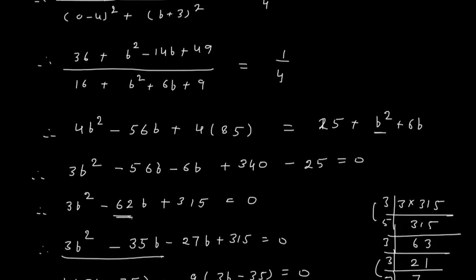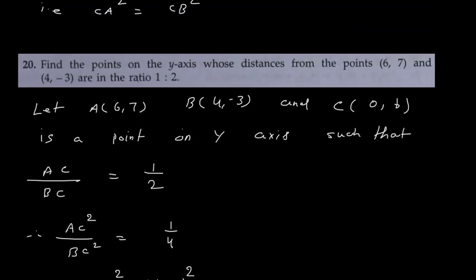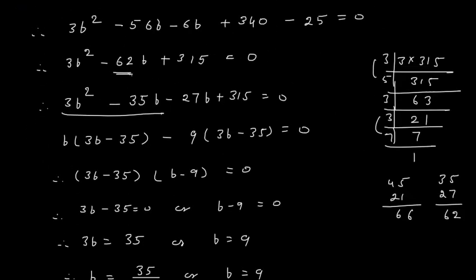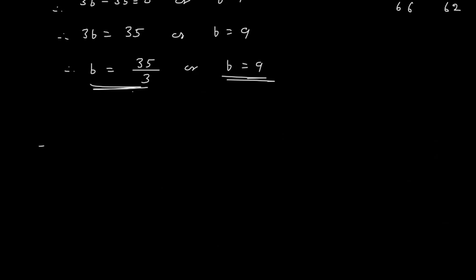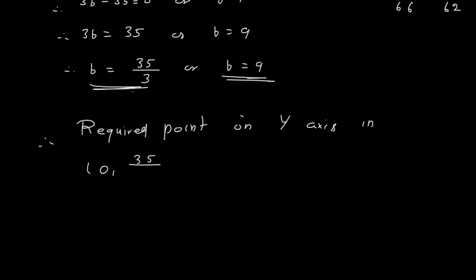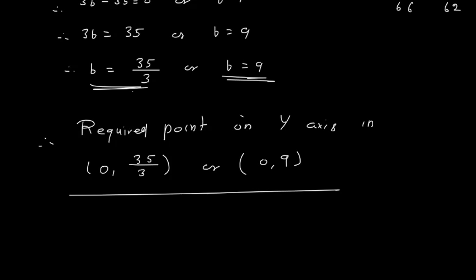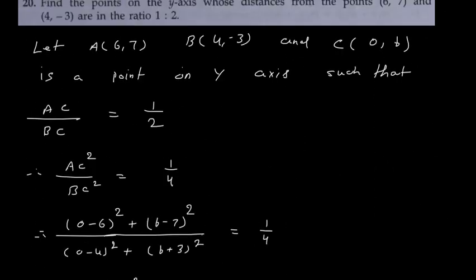Okay, a good question, right? Here you have to find the point on the y-axis. So the required point on the y-axis is (0, 35 divided by 3) or (0, 9). This is the required point. Done? Okay.